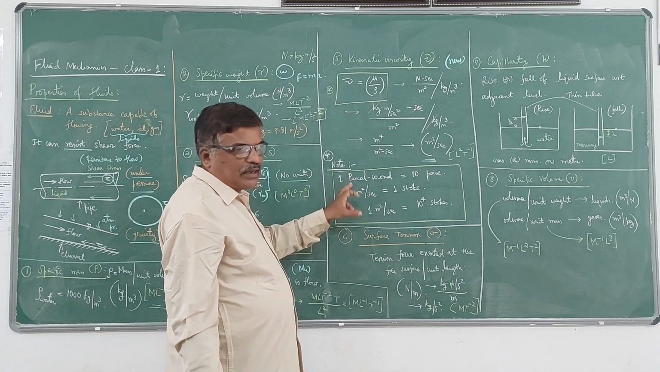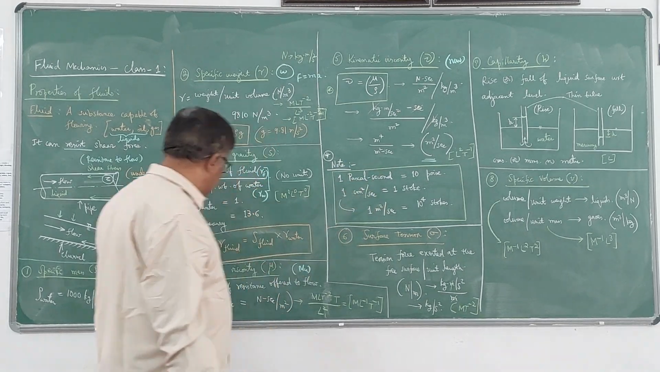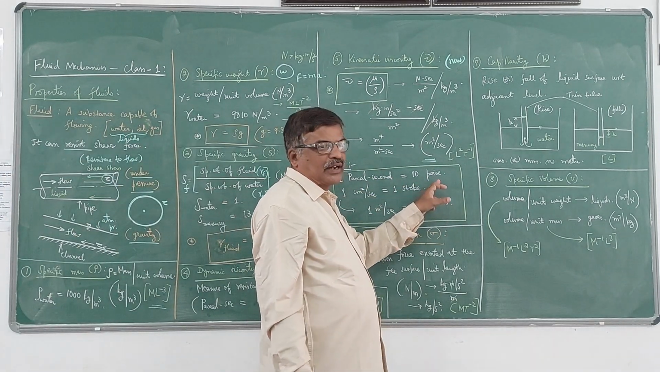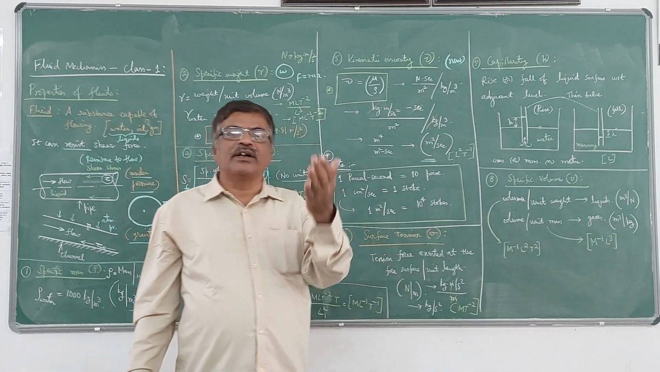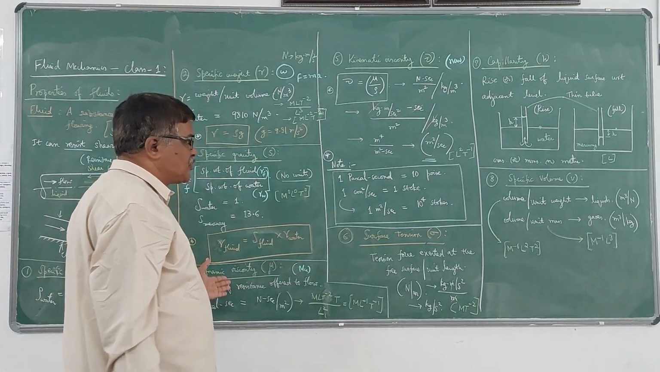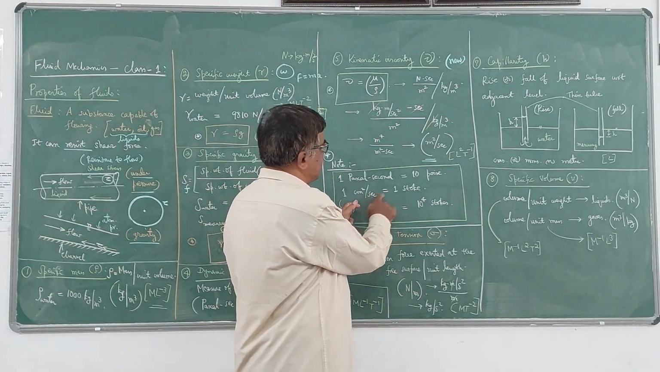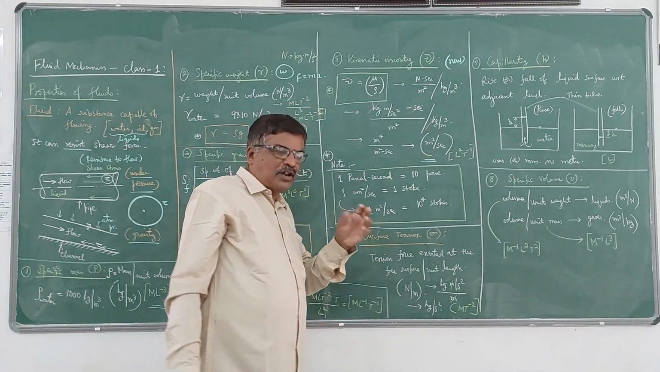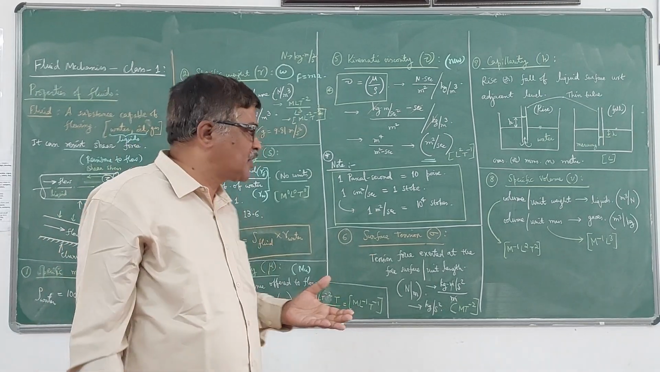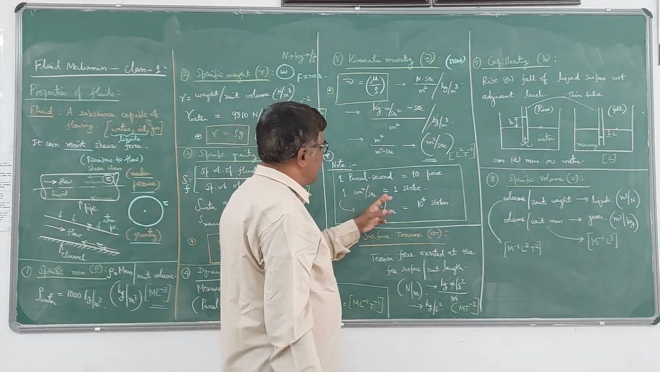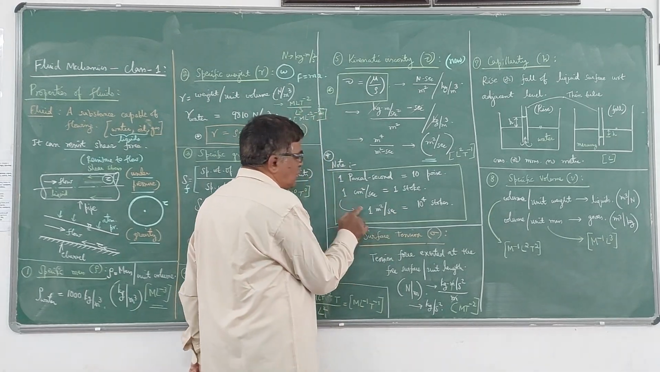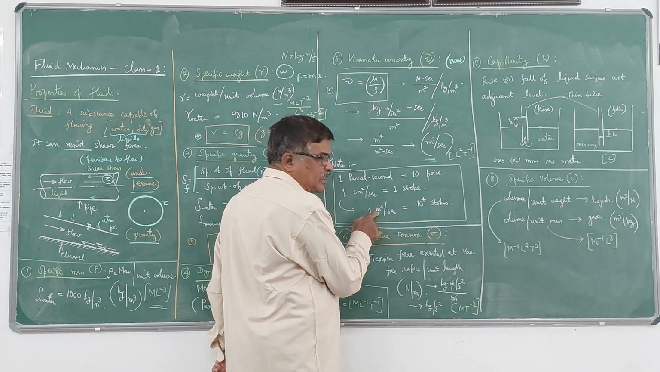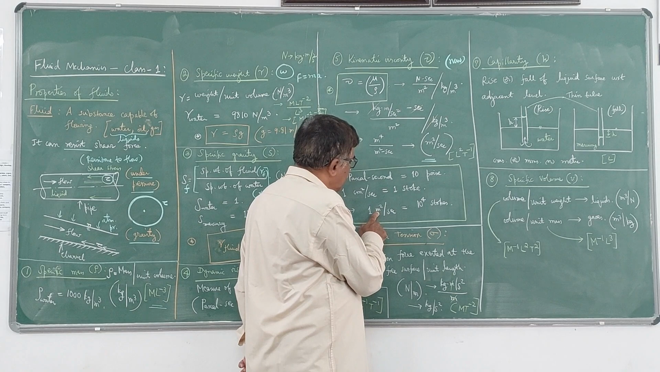Now one important conversion is that 1 Pascal second, which is a unit of dynamic viscosity, is nothing but 10 poise. Poise is another unit in which we express dynamic viscosity. And 1 centimeter square per second is called 1 stoke. Meter square per second is the unit of kinematic viscosity. If the value is very small, it can be expressed in centimeter square per second also. 1 centimeter square per second is nothing but 1 stoke. In that way, 1 meter square per second becomes 10 power 4 stokes, because 1 meter is 100 centimeters.